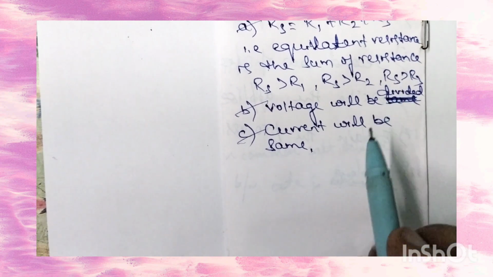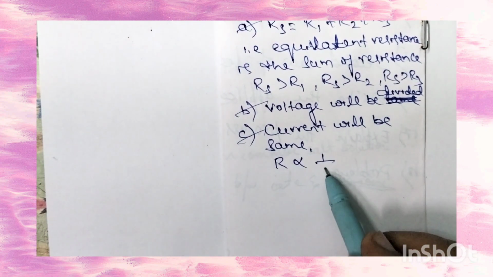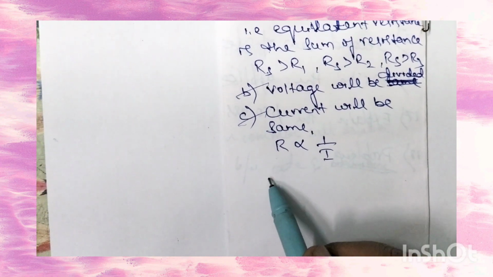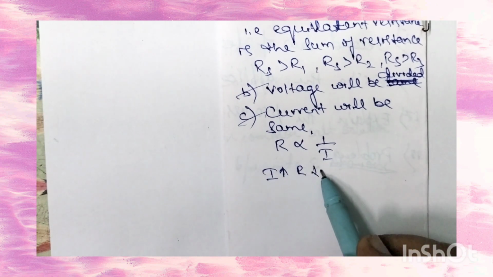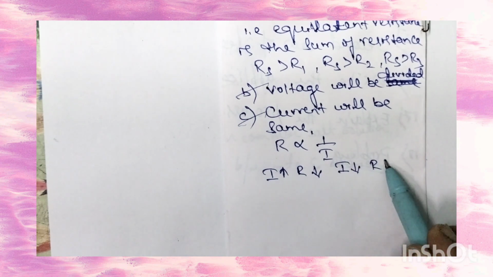Why does the resistance increase? Because resistance is inversely proportional to current. So as the current increases, resistance decreases. As the current decreases, resistance increases.